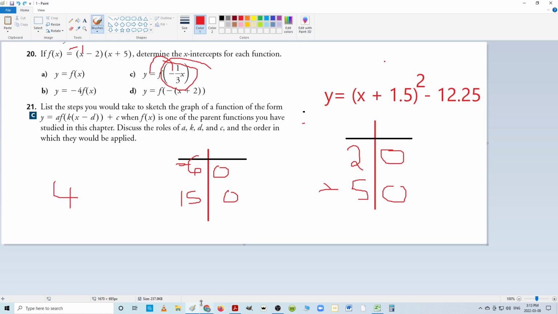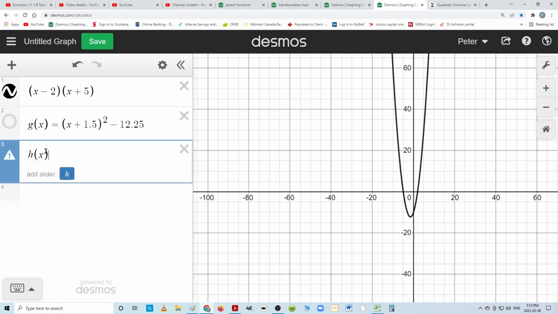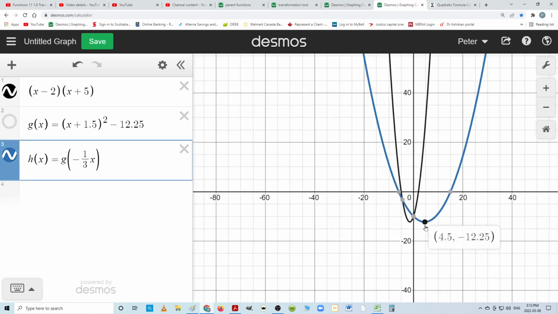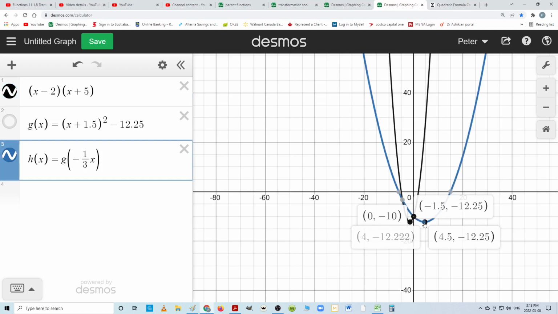So 4.5 is the vertex of that one. If I wanted to do it to this formula, I would just put a bracket inside, negative a third. Let's see if that works. Let's call this g of x, and we'll call h of x equal to g of negative a third x. Now let's see if I got my new asymptotes. There's my new vertex. Same depth because there was no vertical stretch or anything.